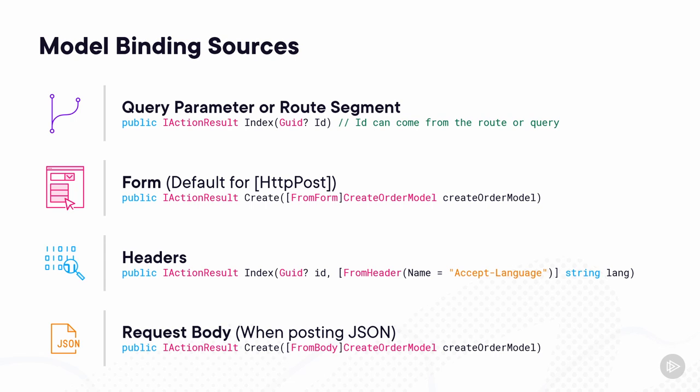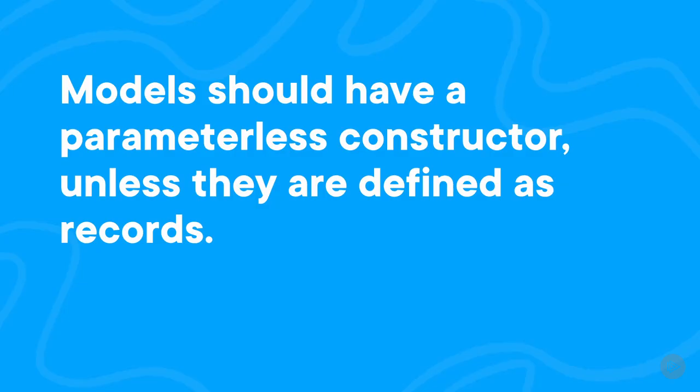If you've defined a simple class that you want to use as your model, it needs to have a parameterless constructor. Otherwise, it won't be able to instantiate that and bind the appropriate properties. You can use records for this as well, which will use a primary constructor, and that will work.